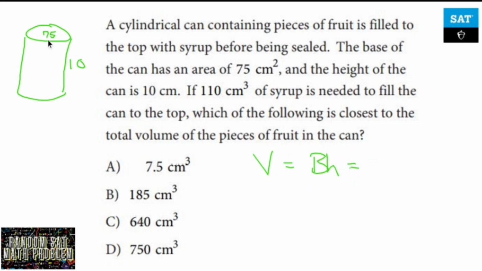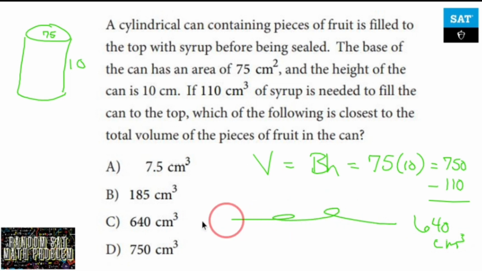So the volume of our can is going to be the area of the base times the height, 750. So the volume is 750 centimeters cubed. It requires 110 centimeters cubed of syrup to fill the can to the top. So if we remove that 110, the rest of this is going to be fruit. So 640 cubic centimeters of fruit are going to be in each can, give or take.